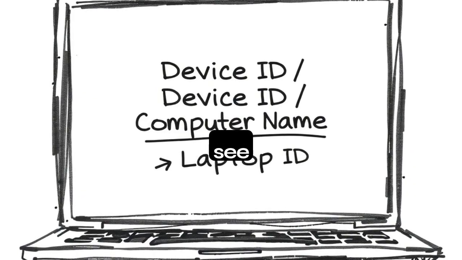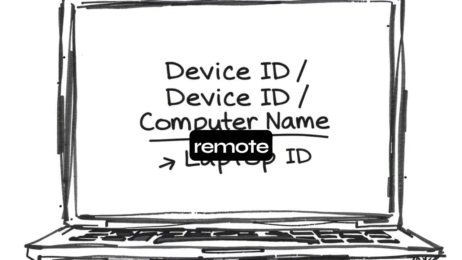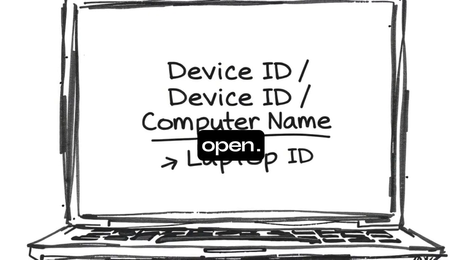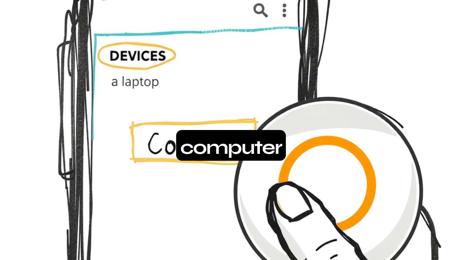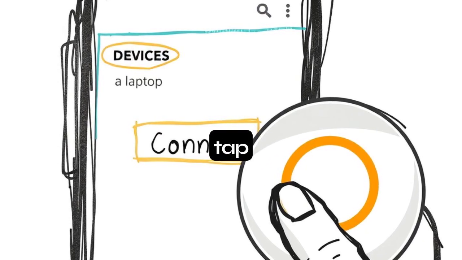On your laptop, you'll see a device ID or computer name inside the remote app. Keep this screen open. On your phone, tap that same computer name or enter the device ID, then tap Connect.